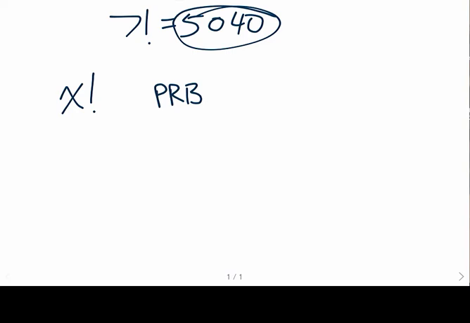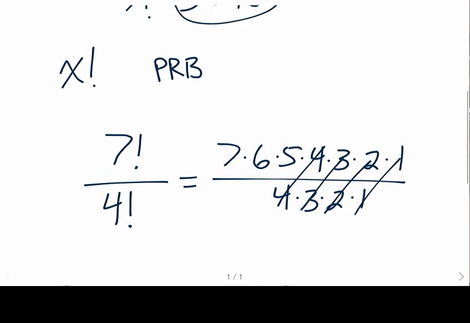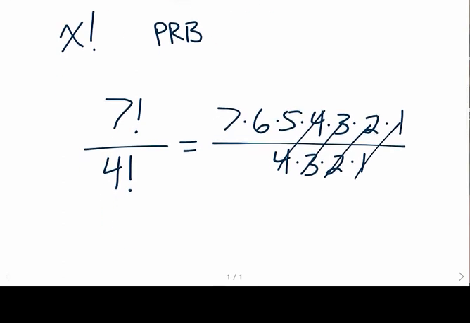For instance, 7 factorial divided by 4 factorial. If we expand the factorial in the numerator, we have 7 times 6 and so on all the way down to 1. And then of course in the denominator, we just have 4 times 3 times 2 times 1. And we see that we have factors that are common that divide out. And so what we're left with is simply 7 times 6 times 5 for a result of 210.